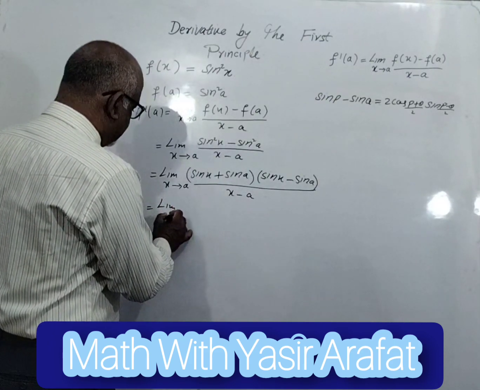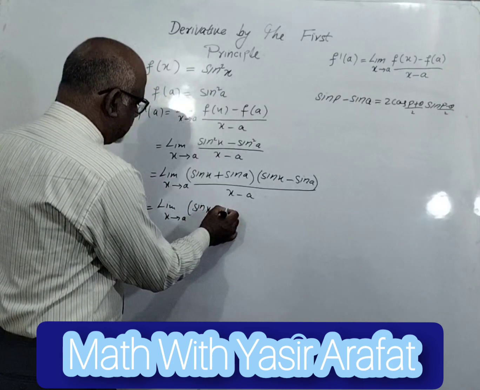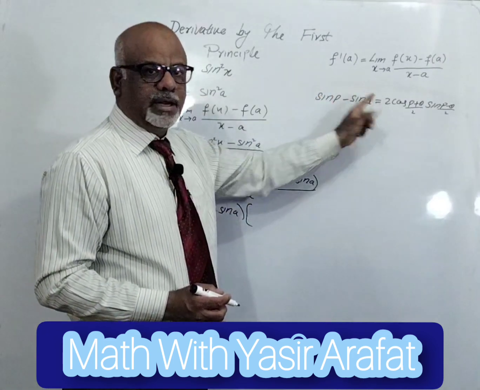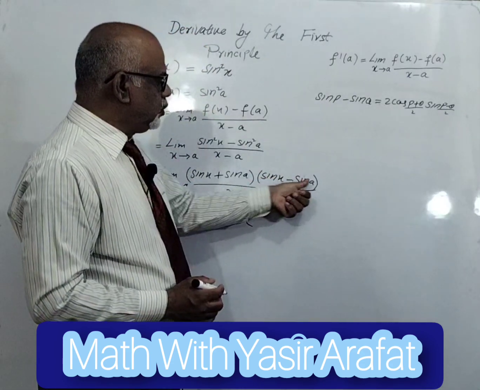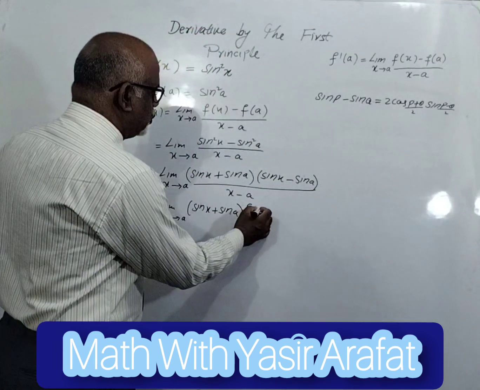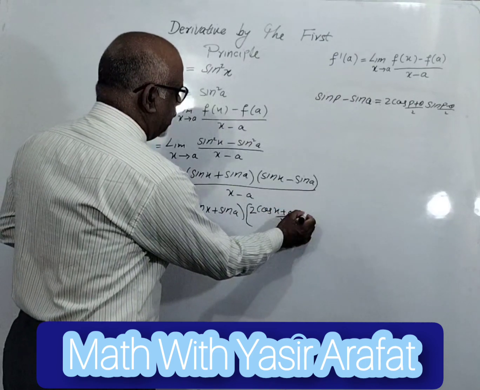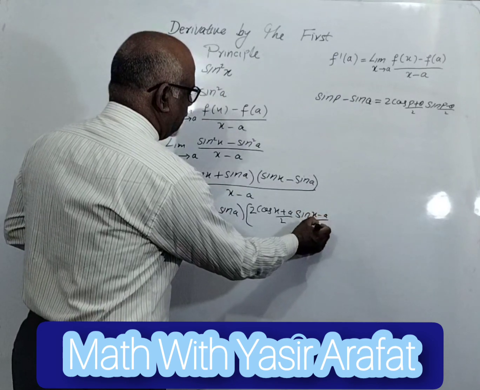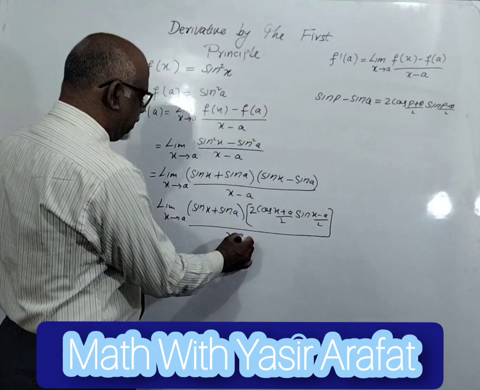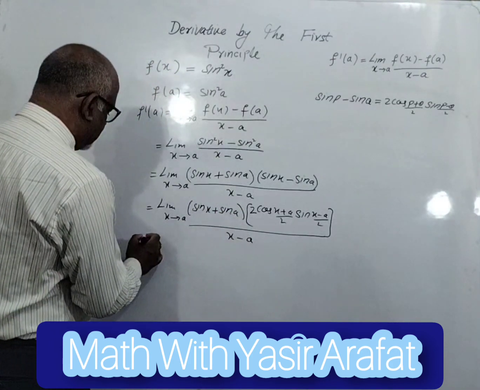Here we have to apply the formula. p and q are the angles of the function, where p means x and q means a. So we apply this formula here. So this is 2 cos of x plus a over 2, sine of x minus a over 2, and whole divided by x minus a. We have to shift this 2 here.